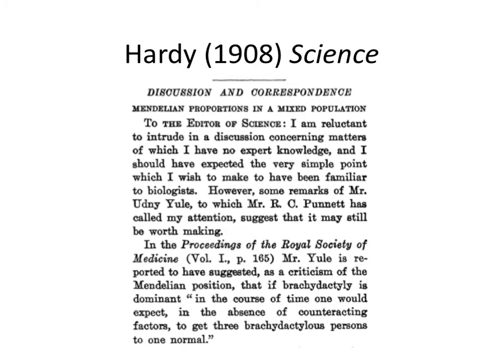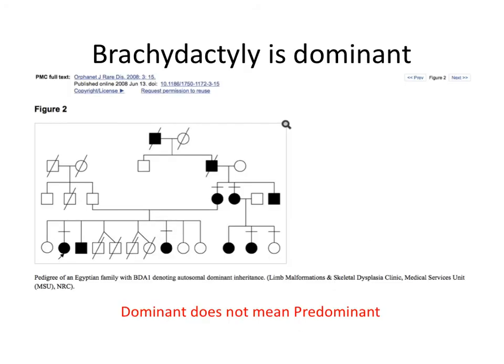And here is that quote. If brachydactyly is dominant, as I just drew on the previous slide, this is what Yule is saying, then wouldn't we expect to see 3 brachydactylous individuals to every 1 normal, wild type? In their case, if 2 brachydactylous individuals have offspring, they would have a 3-to-1 ratio of their kids. In that family, yes, 75% of the offspring would have brachydactyly and 25% wouldn't.